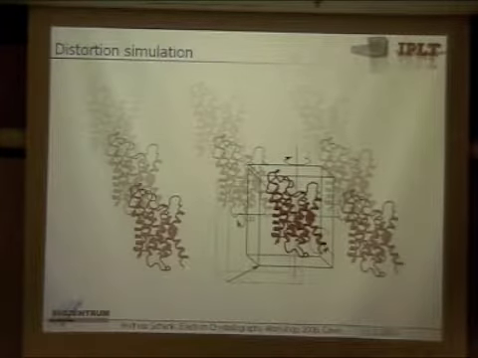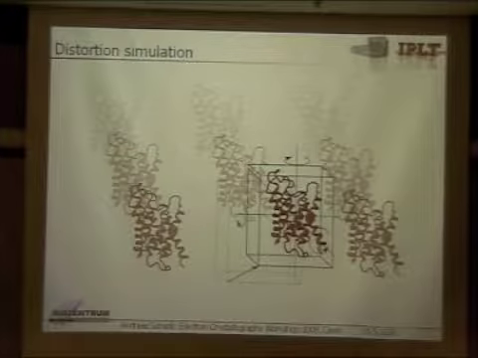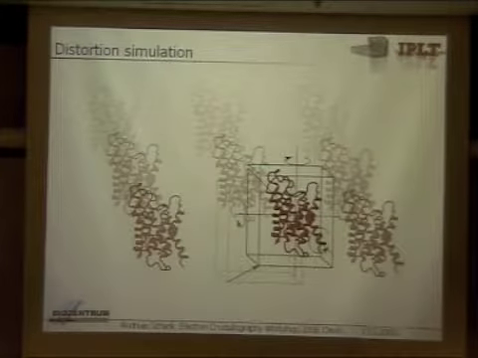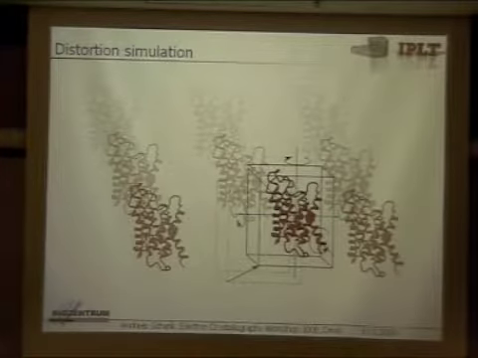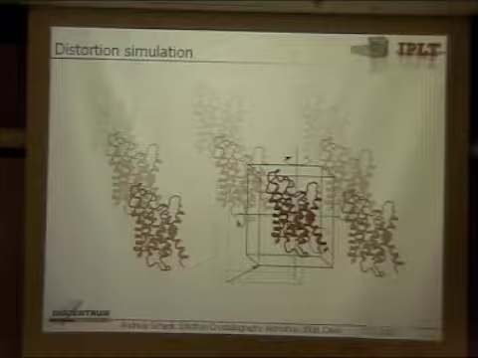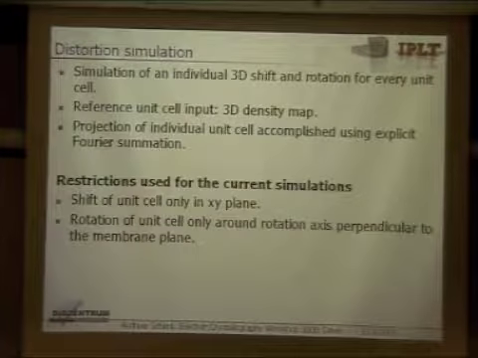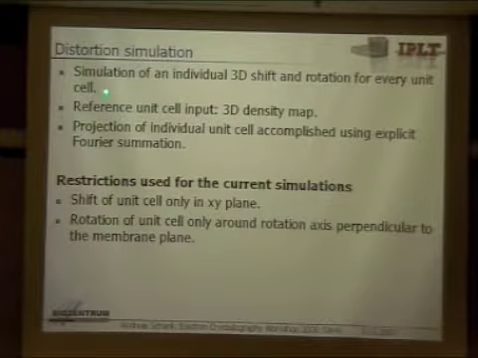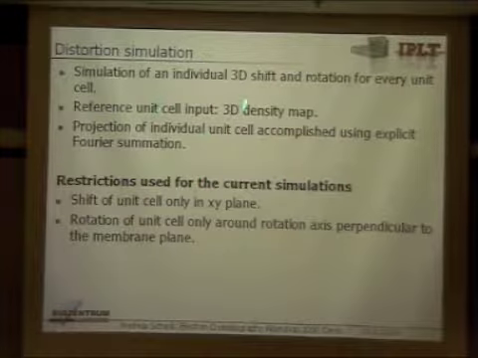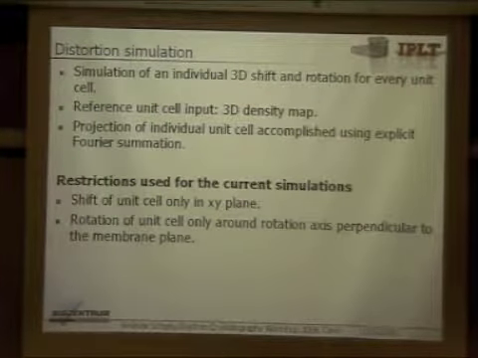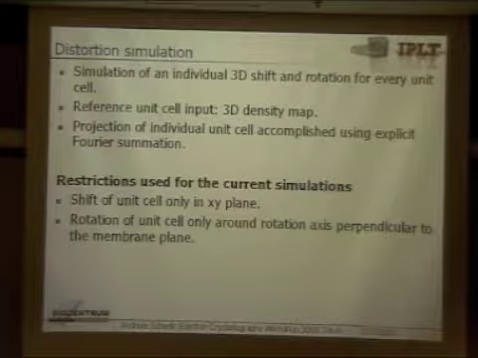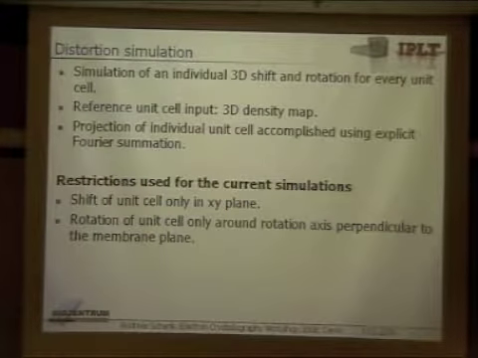So that's the basis of the simulation. And really, for every unit cell, you can have an individual shift and an individual rotation, to be able to accurately simulate this distortion and then how you can correct for it. So, okay, again, you have three parameters for shift, 3 for rotation. The input used for the simulation is just a 3D density map of the unit cell.